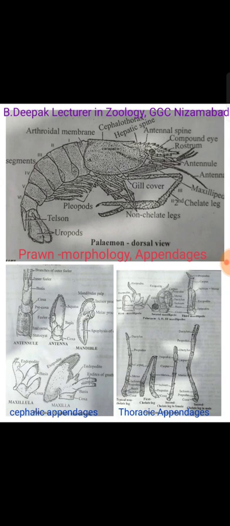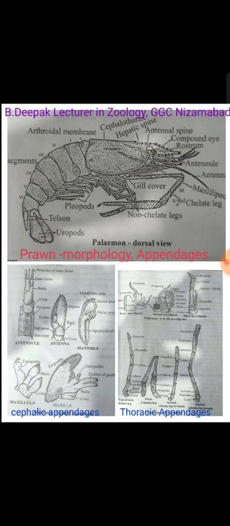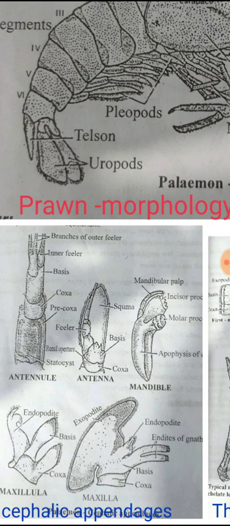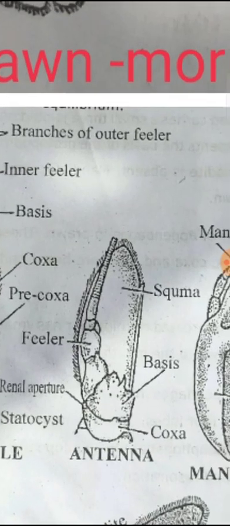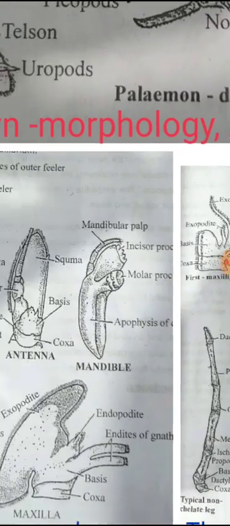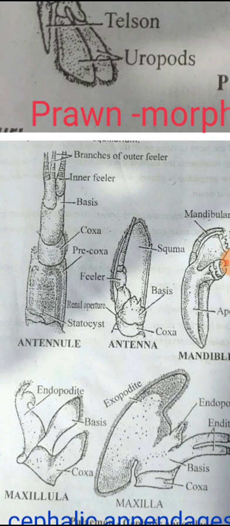First one is the antennules. I am sharing one diagram here. This is the antennule. So these are the first pair of appendages. Antennules are uniramous. These are situated one on either side, immediately below the base of the eye stalk.